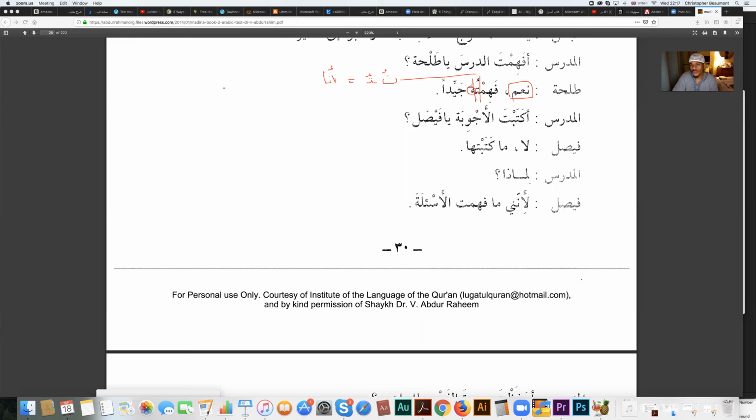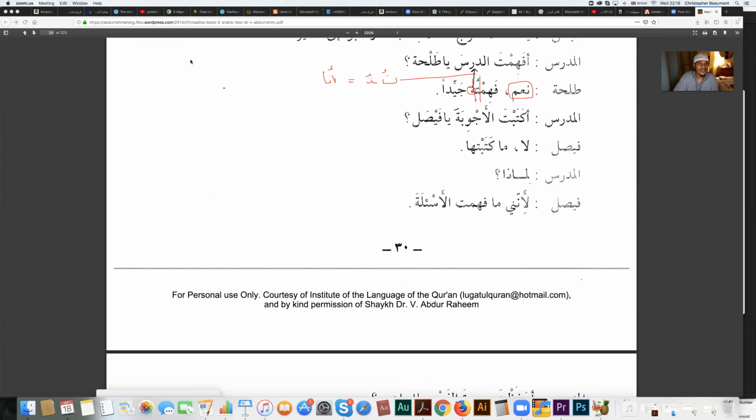Then you have the hu, which goes back to none other than ad-dars. That's what it goes back to. نعم فهمته means فهمت الدرس جيدا. Yes, I understood it well. Then the teacher says أكتبت الأجوبة تا.